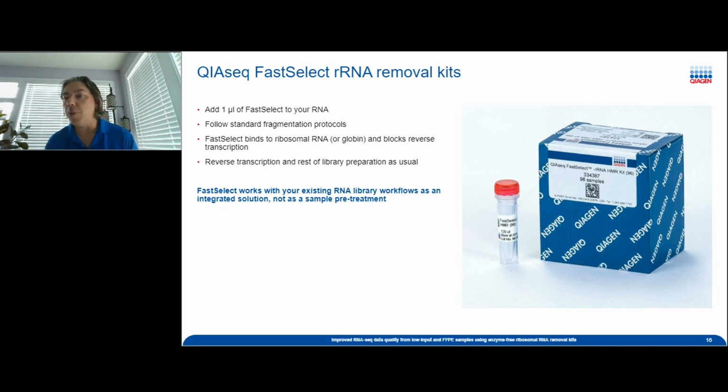In the case of globin, it binds to the globin that we designed it for. Our particular globin design is for both adult and fetal or young child globin isoforms. After FastSelect binds, it is bound irreversibly to its target. Then you take the RNA and use it in your reverse transcription reaction, and basically we are blocking cDNA synthesis from where FastSelect bound. So there's no need to add any additional steps.